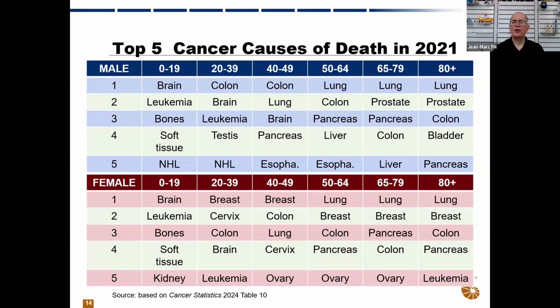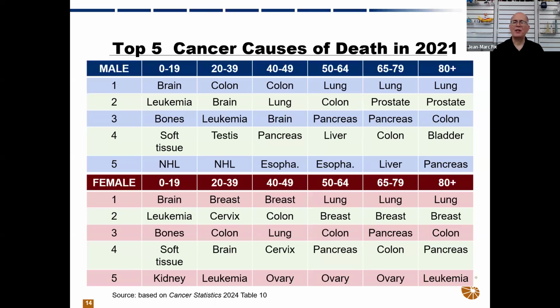The top 5 cancer causes of death in 2021, and that's been very stable for many years, are pretty much the same. For young people, whether men or women, or boys or girls, it's brain cancer and leukemia and bone. Those are the most common. Those are the areas that develop tremendously during childhood, a lot of cell reproduction, and therefore a lot of chance for things to go wrong.